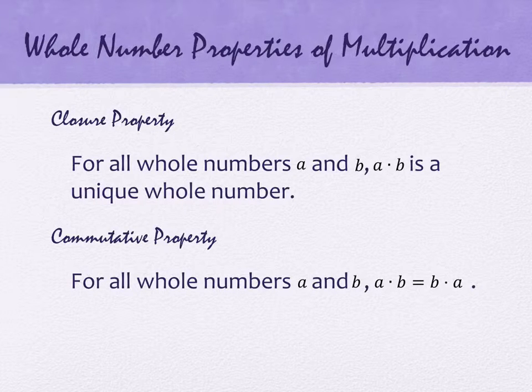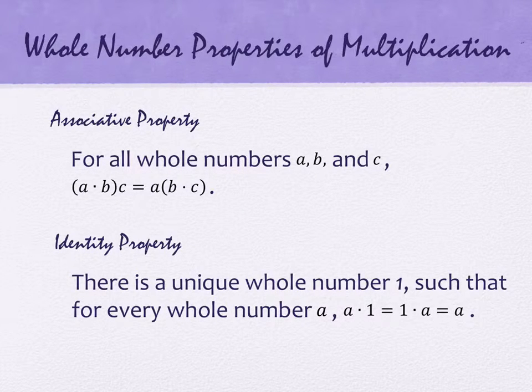It's another whole number. Commutative property says that the order in which you multiply doesn't matter, right? 5 times 2 is 2 times 5. Okay, that's what commutative means. We can multiply in a different order and it's okay. So we have that for addition and we have it for multiplication. We did not have it for subtraction, right? The order of the subtraction did change the value.